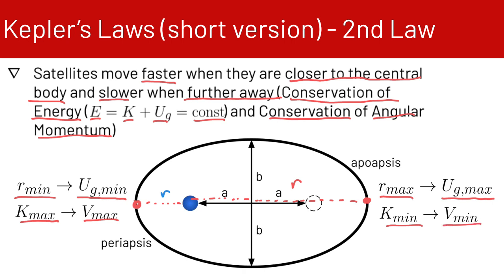So as we said, the satellites move faster when they're closer to the central body. So here, closer to the central body, when the radius is small, the radius is minimum, gravitational potential is minimum, but the velocity and the kinetic energy are maximum. And then out here at apoapsis, when the radius is large, the gravitational potential energy is maximum, and the kinetic energy and velocity are minimum.